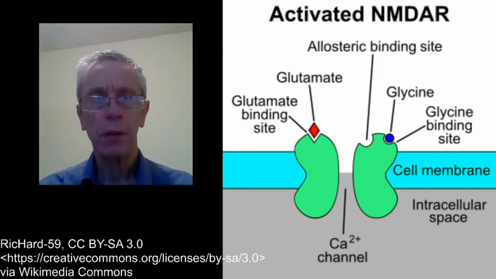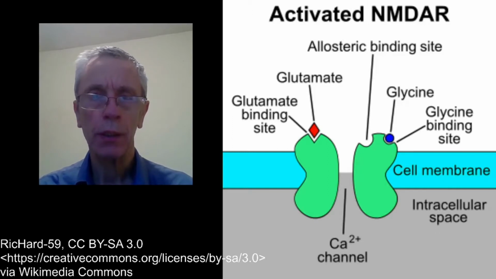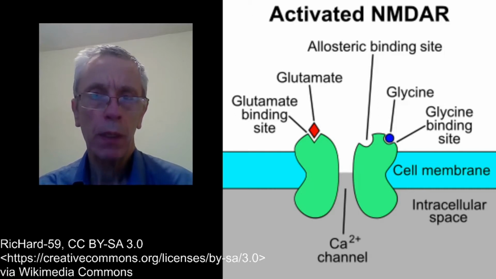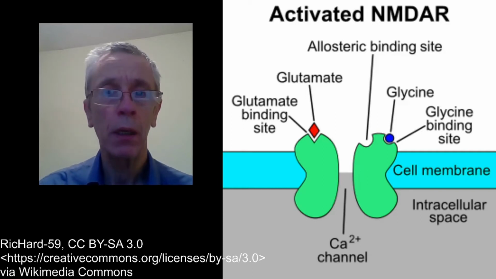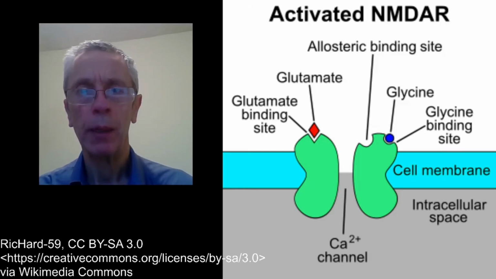Another target for general anaesthetics are NMDA receptors. These are glutamate receptors, ligand-gated ion channel glutamate receptors. And they're called NMDA receptors because they are activated by the chemical N-methyl D-aspartate. So essentially it's a subtype of glutamate receptor. And as you may know, glutamate is the most important, or certainly one of the most abundant, excitatory neurotransmitters in the brain.